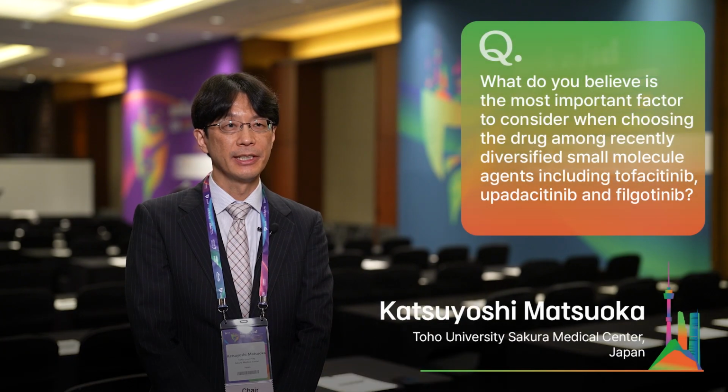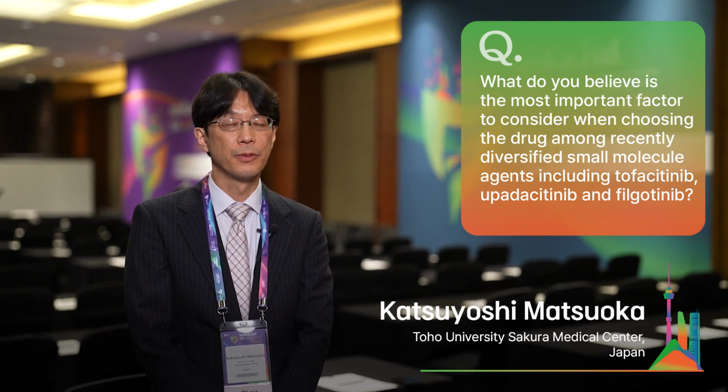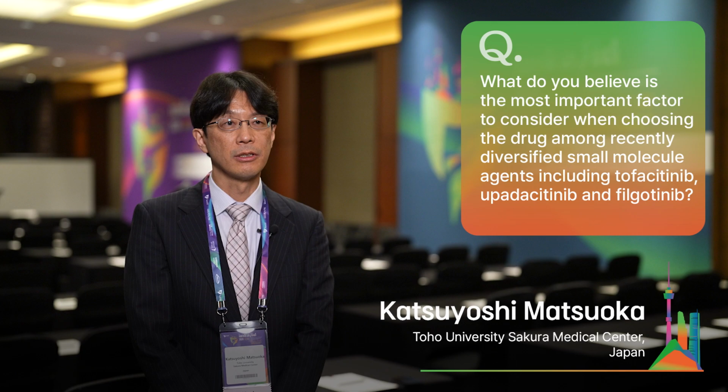The most important thing when selecting a JAK inhibitor is to consider benefits and risks in each patient. Benefits include, of course, efficacy and speed of onset of action. As for efficacy, upadacitinib ranks the highest, followed by tofacitinib and filgotinib. And as for speed of onset of action, again, it's the same. Upadacitinib ranks the highest, fastest, followed by tofacitinib and filgotinib.